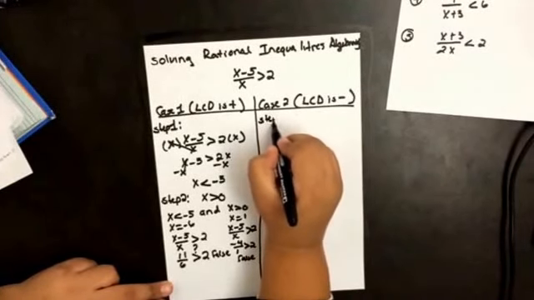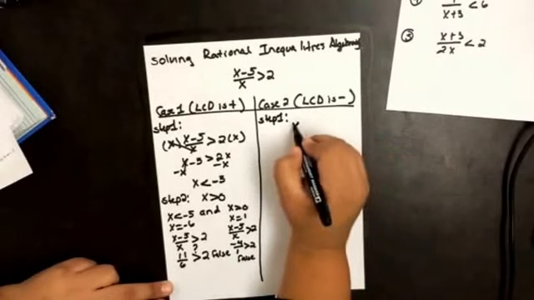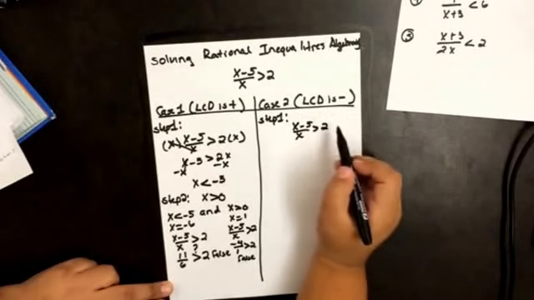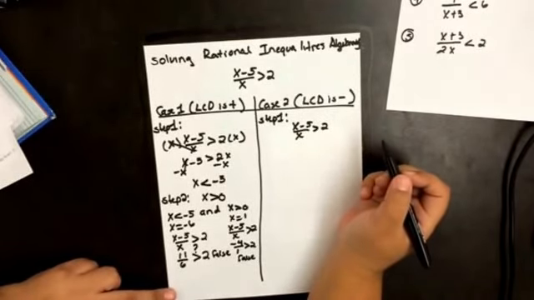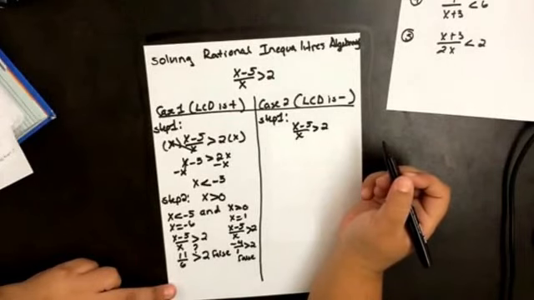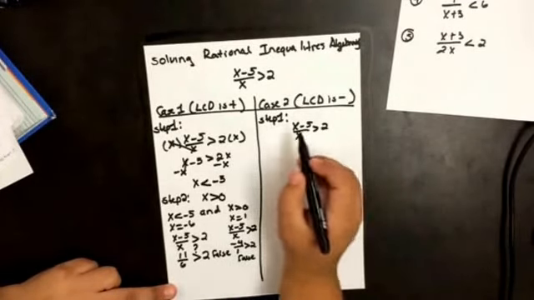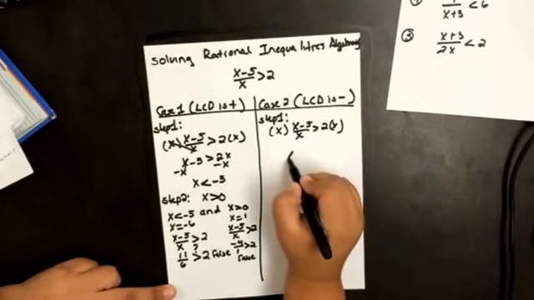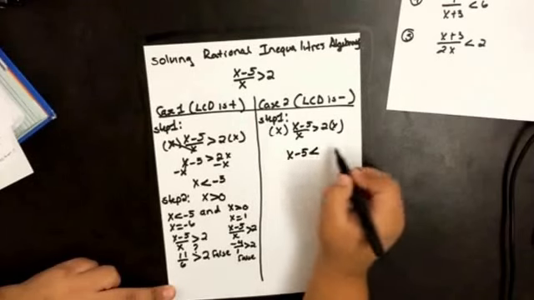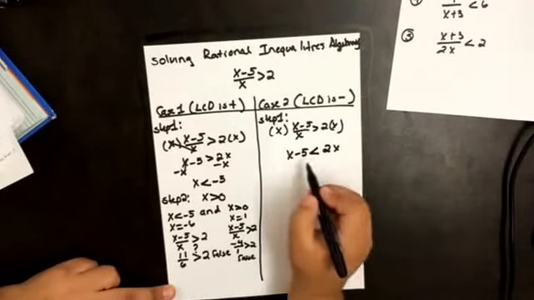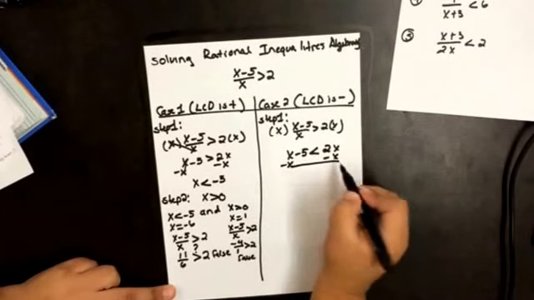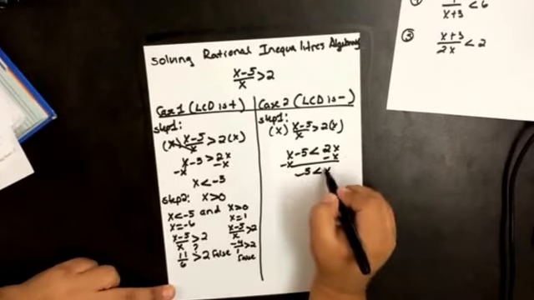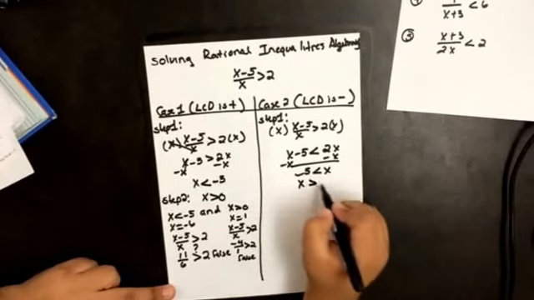Same step. Step 1. We solve for x. Remember that our least common denominator is negative. So when you multiply by a negative value, we must reverse the inequality symbol. So now we will have x minus 5 is less than 2x. And we want to solve for x. So negative 5 is less than x, or we can say that x is greater than negative 5.